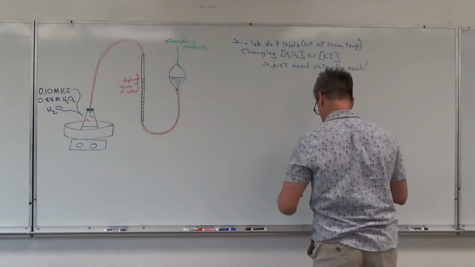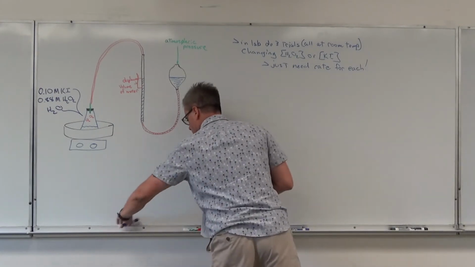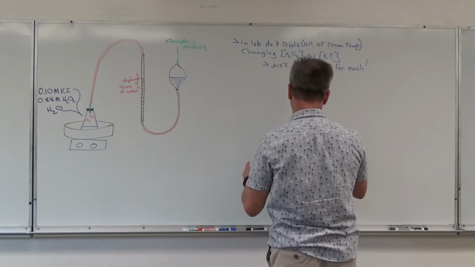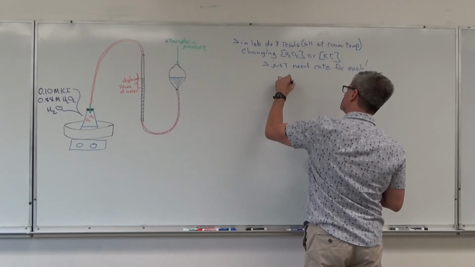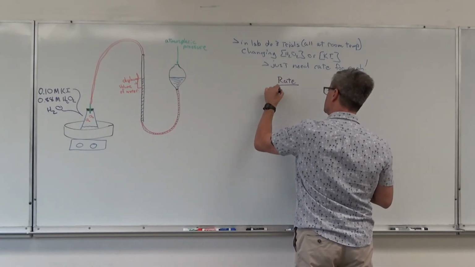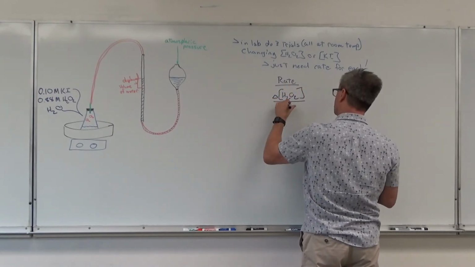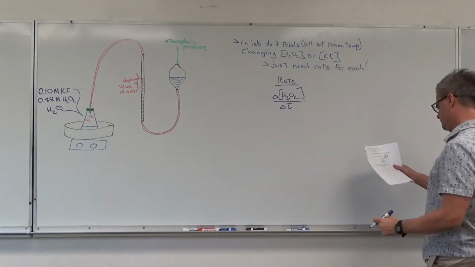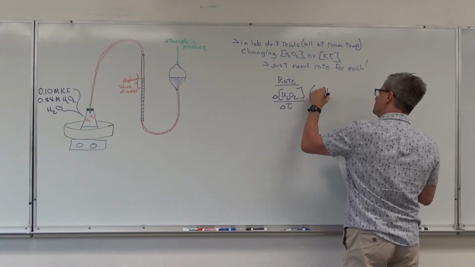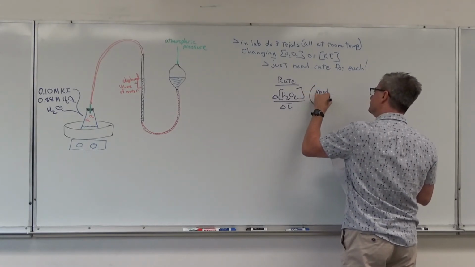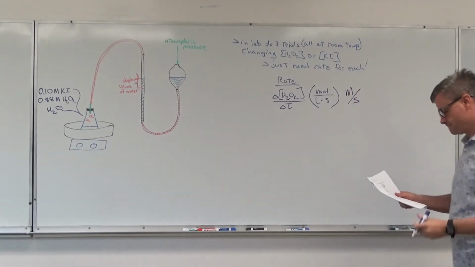As I've been saying, we are going to express our rate by the change in concentration of hydrogen peroxide over the change in time. Our units are molar per second, otherwise known as moles per liter per second. That's the same thing as molar per second.